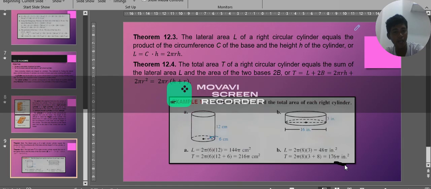So, again, that's how you solve the surface area of the prism and cylinder.